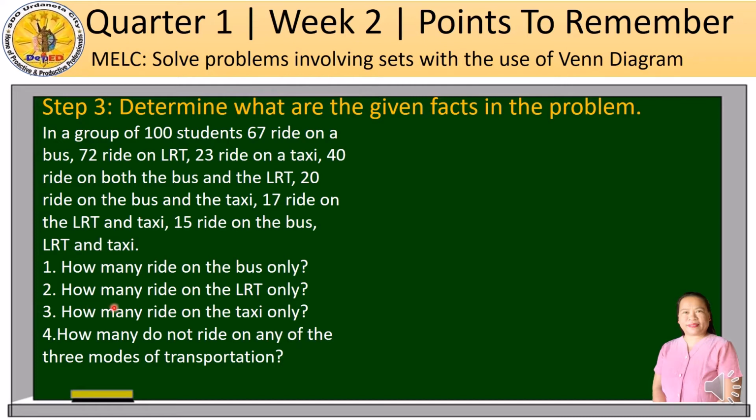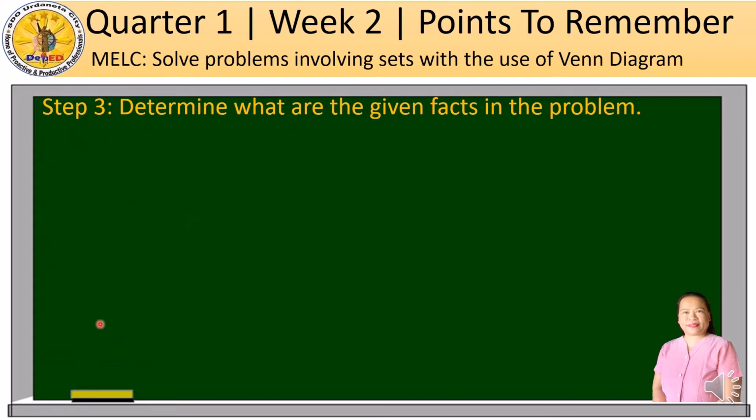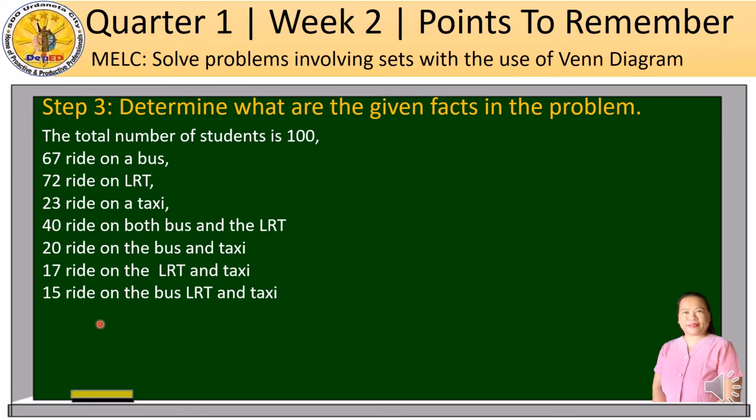Okay, so we have here step 3, determine what are the given facts in the problem. So you're going to write what are the given. So the given are the total number of students is 100. 67 ride on a bus, 72 ride on LRT, 23 ride on a taxi, 40 ride on both bus and the LRT, 20 ride on the bus and taxi, 17 ride on the LRT and taxi, 15 ride on the bus and LRT. So we can illustrate the given facts using a Venn diagram.